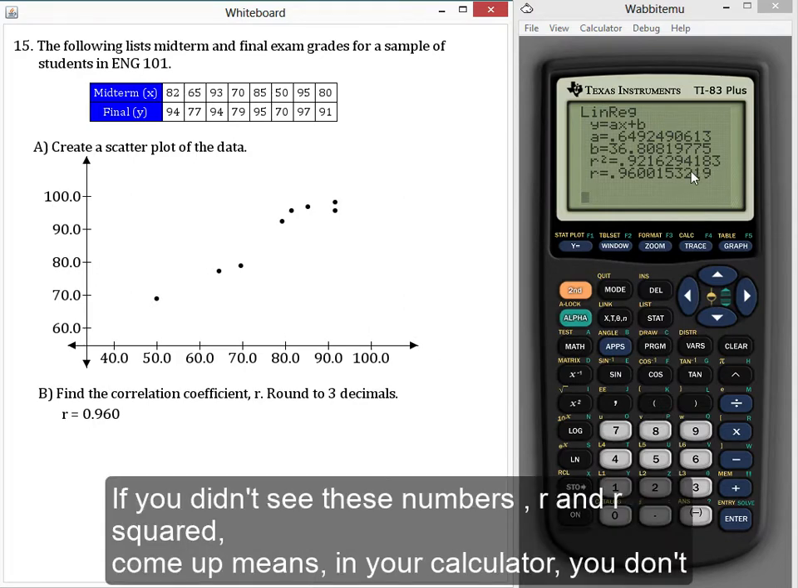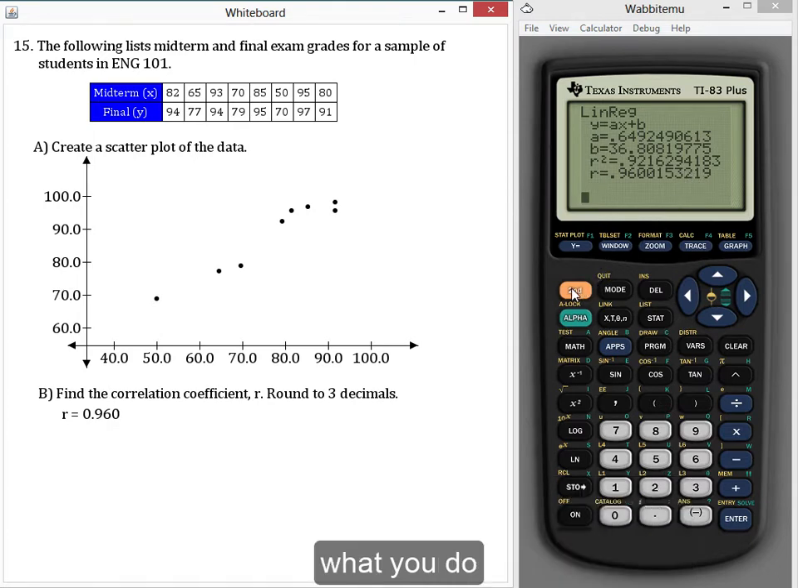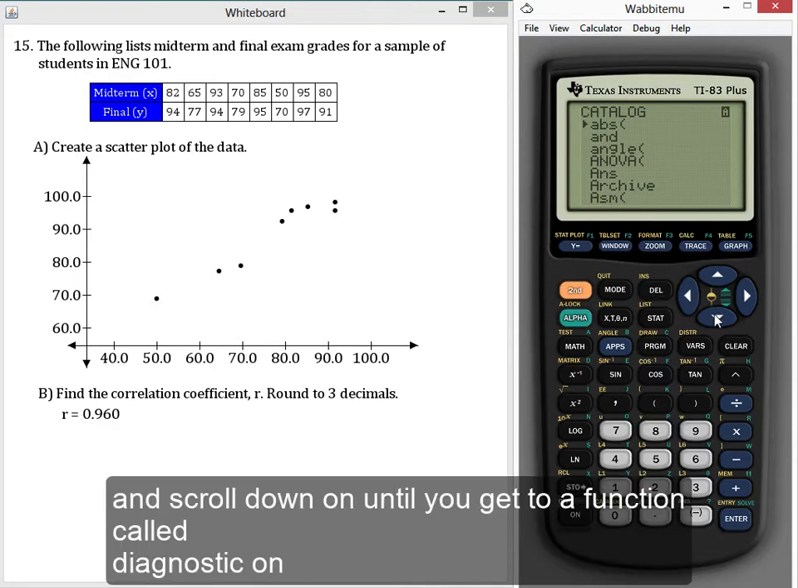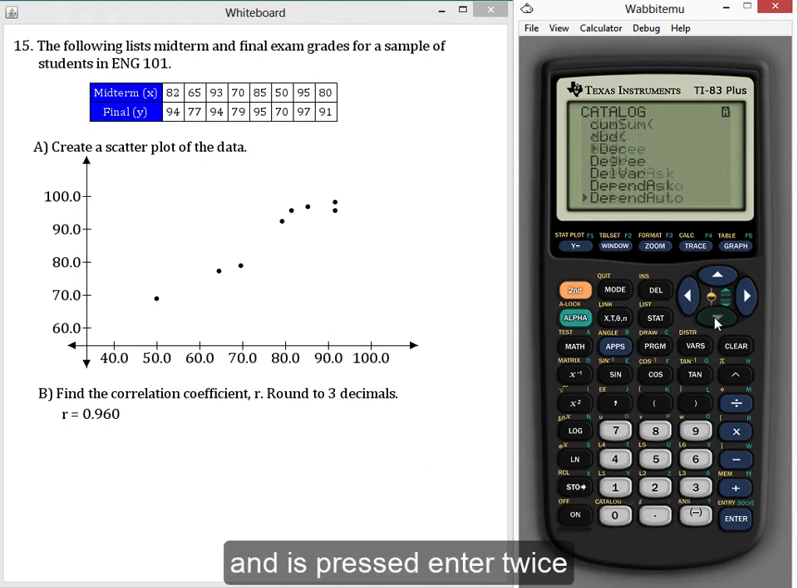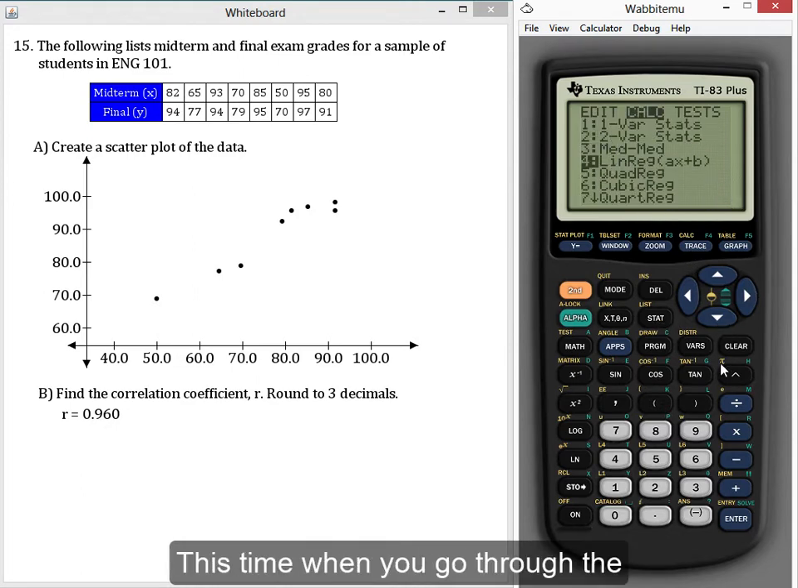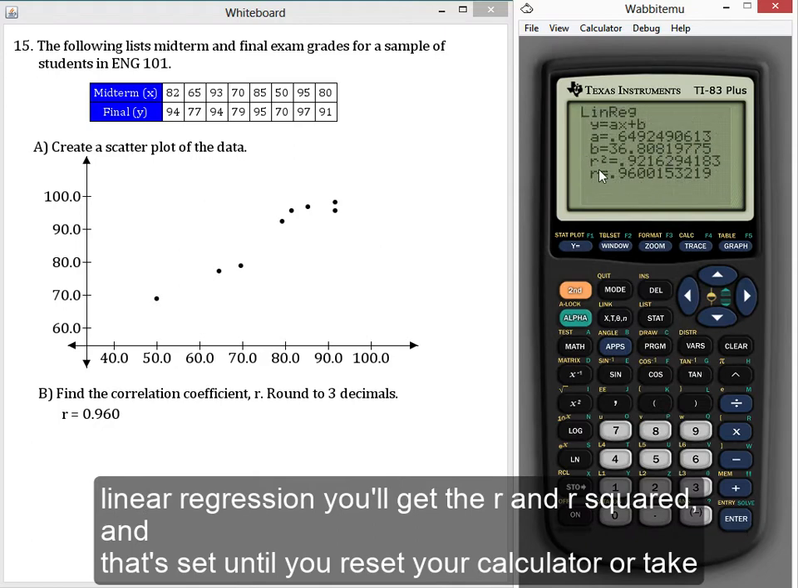Alright, if you didn't see these come up, R squared and R, that means in your calculator you don't have diagnostic on set. But what you do, hit second, catalog, and scroll down until you get to a function called diagnostic on, and there it is. Press Enter twice, it'll just say done. But this time when you go through the linear regression, you'll get the R squared and R. And that's set until you reset your calculator or take the batteries out or whatever.